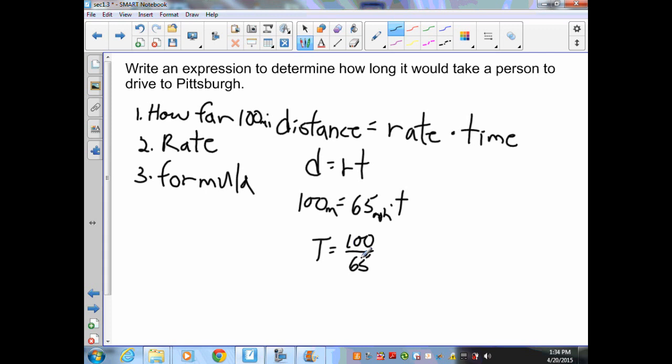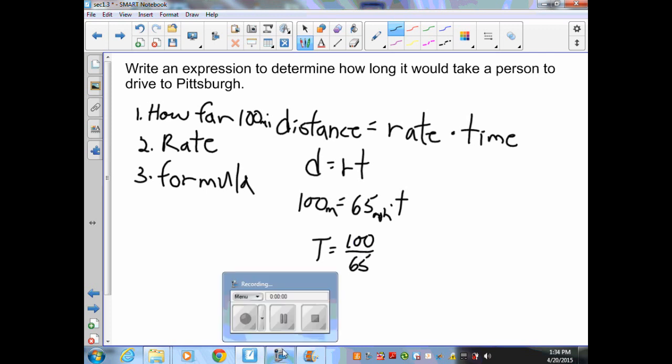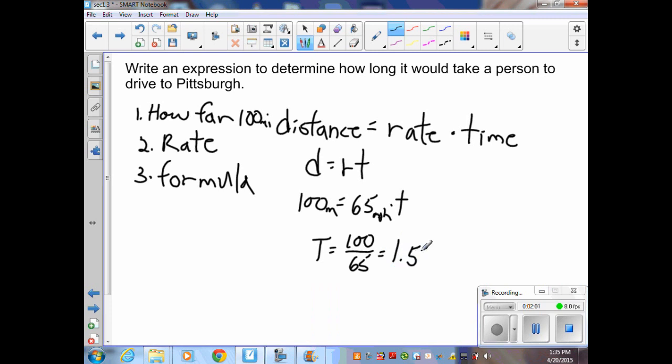Now all we have to do is to plug that into a calculator and simplify that, and our value is going to be 1.538 hours, or approximately an hour and a half.